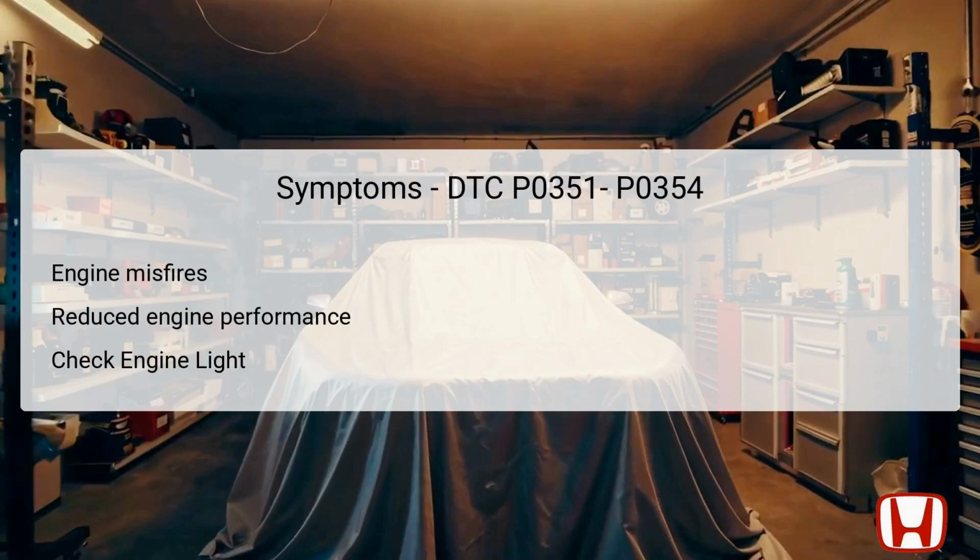The symptoms associated with DTCs P0351 to P0354 typically manifest as engine misfires, which occur when an ignition coil fails to fire correctly. This can lead to reduced engine performance, notably during acceleration and when idling, making operation of the vehicle less efficient. Drivers may also notice that the check engine light is illuminated on the dashboard.